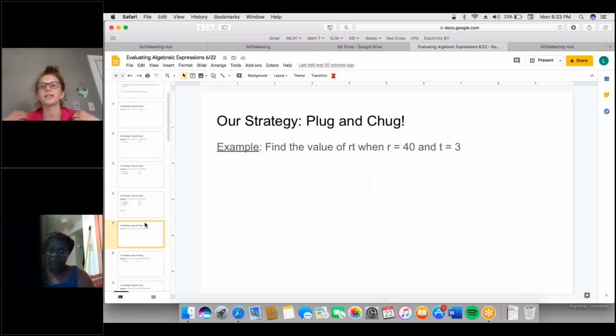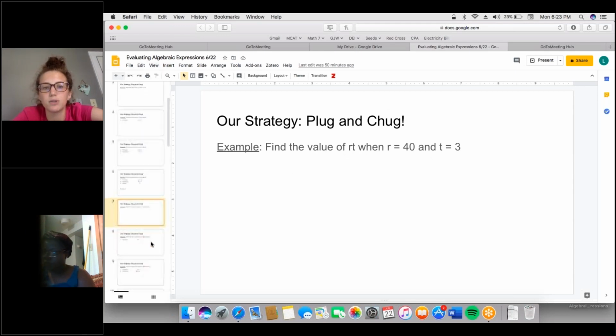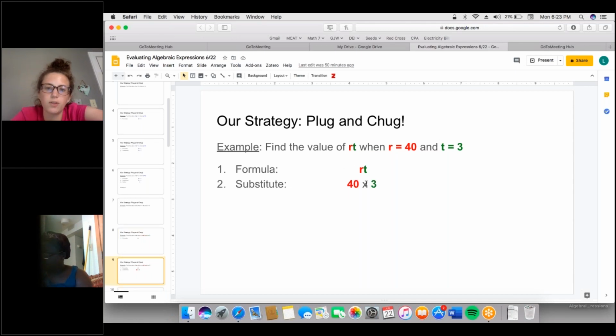All right, let's look at one more example then. This problem says find the value of RT when R equals 40 and T equals 3. So this is a similar problem in some ways, but also different. We see right away that there are 2 different variables, but the same strategy is going to work. I'm going to start with what I'm given. I'm given RT, and I'm given a value for R and a value for T. So I'm just going to substitute in both. I'll replace that R with 40 and that T with 3.